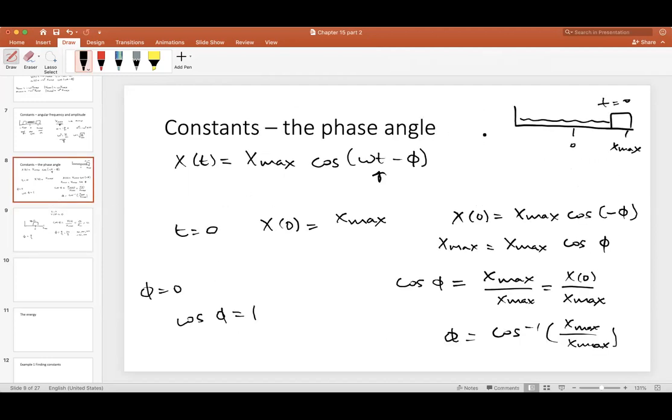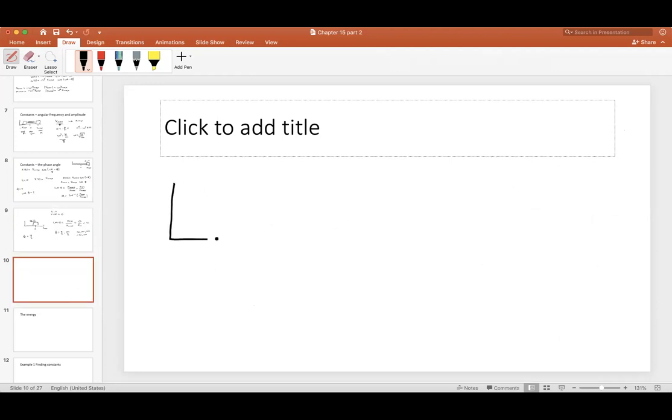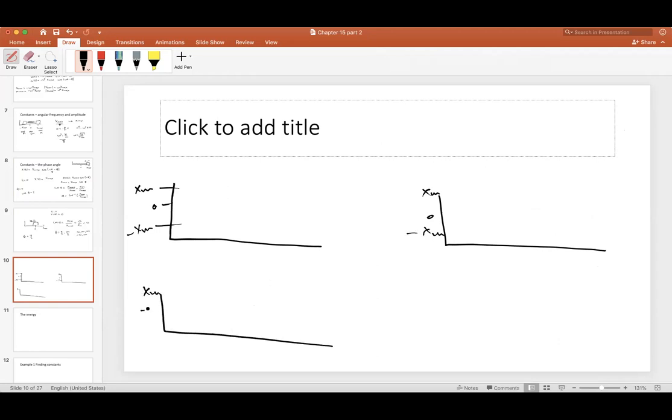So looking at this, if at t = 0 we start measuring and it's at x max, our phase angle is 0. But we have to add a phase angle when it's not at maximum. And why is that? So let's look at a couple of different cases. So this is going to be x max, this is going to be negative x max, this is going to be 0. This is going to be x max, this is going to be 0, this is going to be negative x max. X max, 0, negative x max, and here. So I want to look at 4 different cases.